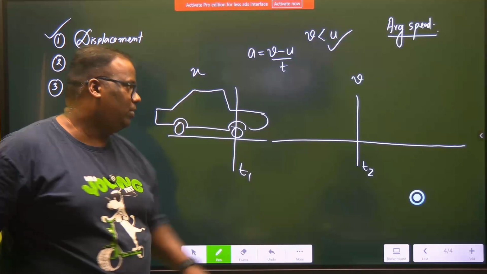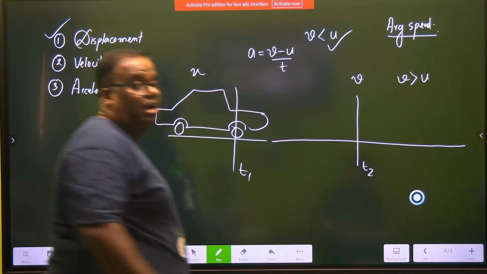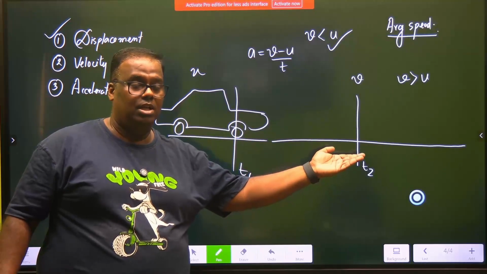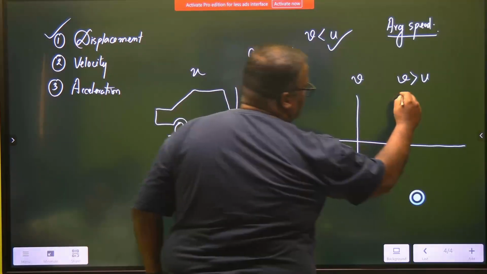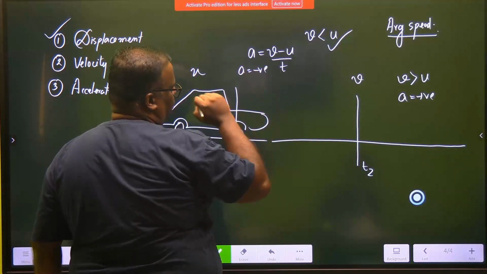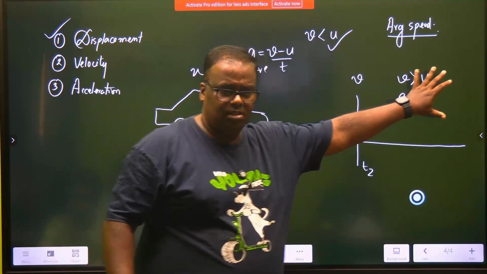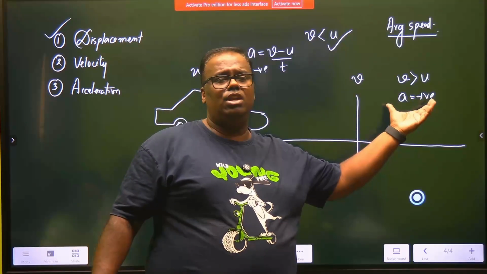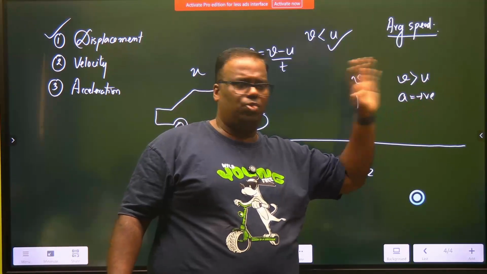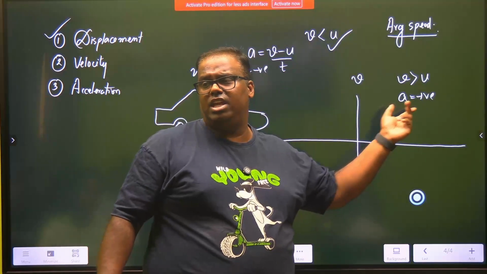Second, let me complete it. Suppose in the next scenario you found v is greater than u. The car is accelerating. The speed of the car is reported to be more here. In this case, a will be positive. In the other case, a will be negative. But somebody tells you, based on this data, tell me the value of deceleration. You will first say the car is accelerating, there is no question of deceleration. But still, if you want to talk about deceleration, the deceleration is the negative of whatever that value is.